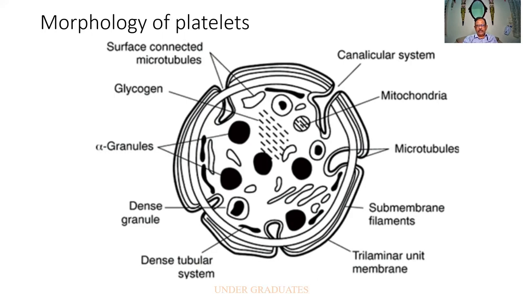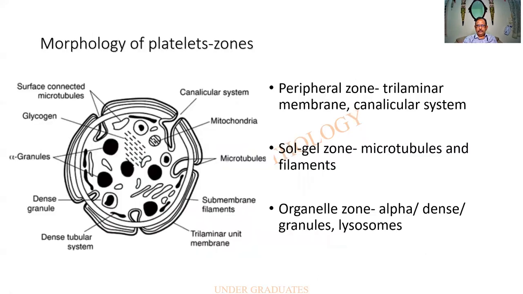It will be very much appreciated if you people can write something about the structure of the platelet before plunging into thrombocytopenia or thrombocytopenic purpura. The same thing is mentioned over here. There is a peripheral zone in which we are finding a trilaminar membrane, and then there is a canalicular system. And a sol-gel zone, which is somewhere in between. You find there can be microtubules and filaments.